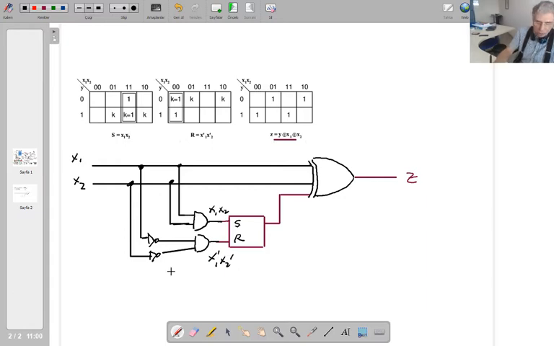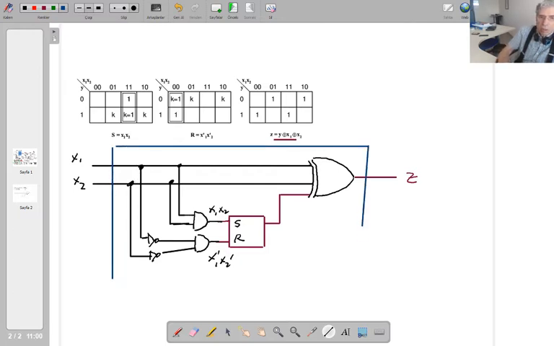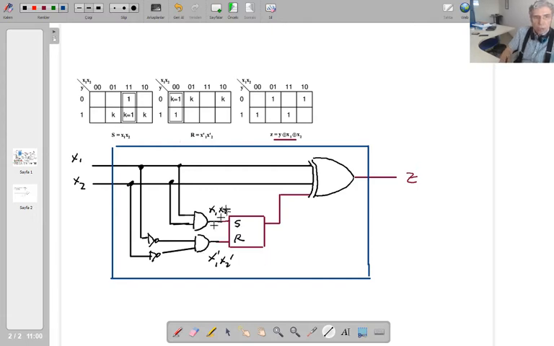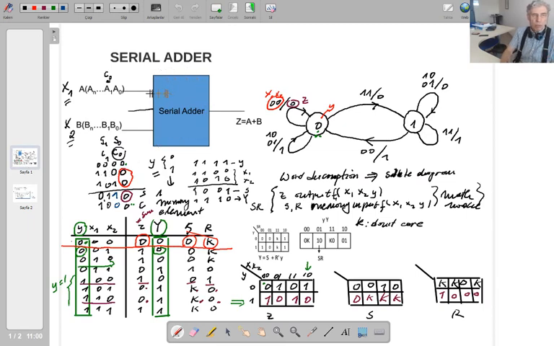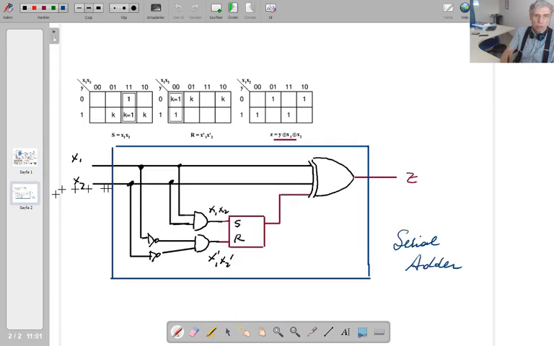So that's the end of the synthesis. Now what we have done, we've got a box here. This box is this, a serial ladder. At the beginning we started with a word description, and we asked what is inside. So the conclusion is what is inside: it finds the summation of X1 and X2. So that is the synthesis, end of this video as well.